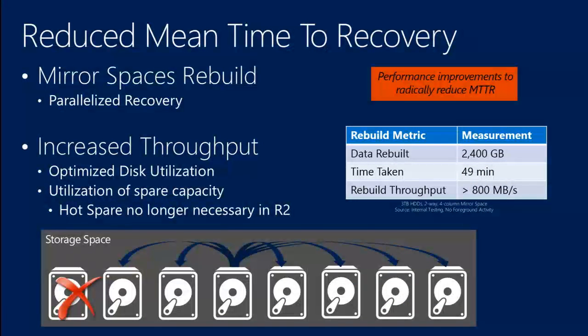So, enhancements that we've made. Spaces was a new feature introduced in 2012. It enables you to take low-cost commodity JBODs, just a bunch of disks, and create resilient storage out of them. Some enhancements we've made are around mean time to recovery with a disk failure. If you have a disk failure, we now do parallelized recovery with a mirrored space to give you much better recovery time, and you'll have increased throughput when doing this. You'll have optimized disk utilization when doing rebuilds. So the rebuild times with 2012 R2 are significantly faster than they were in 2012.